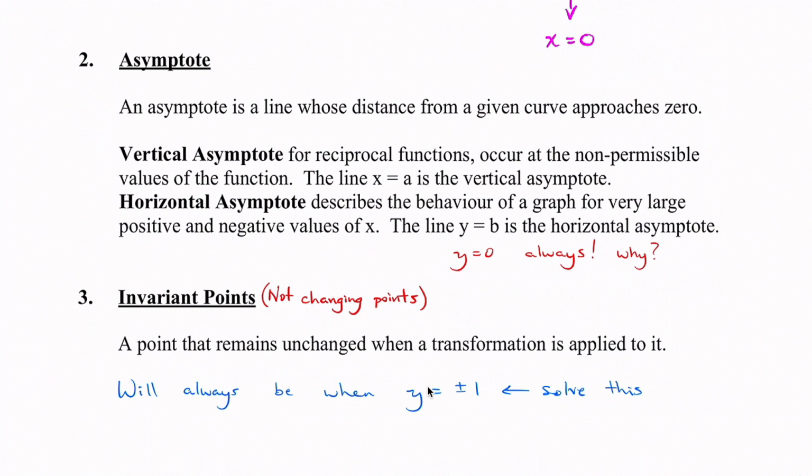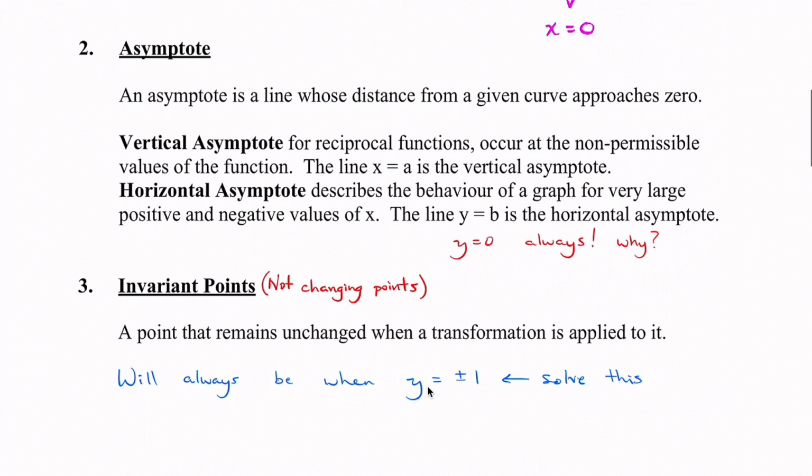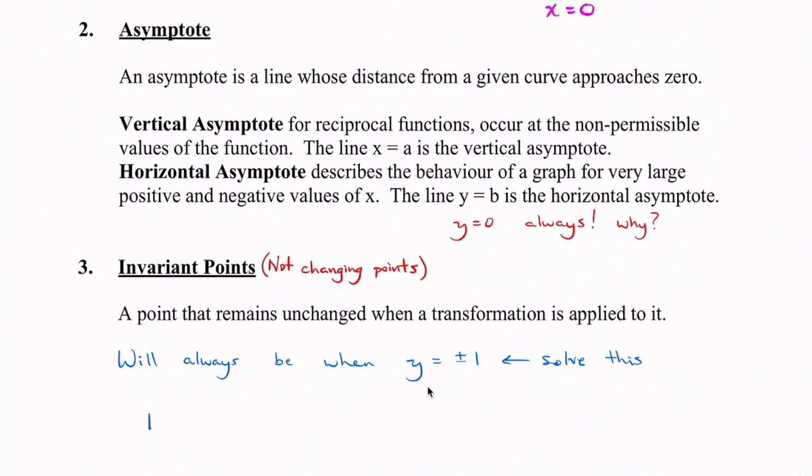And the reason why our invariant points happen at positive and negative 1 is because if you took 1 and then you take the reciprocal of it, so that'd be 1 over 1, you get the same thing, so it didn't change. Or if you had negative 1 and then you take the reciprocal of it, that's 1 over negative 1, you still get negative 1, so it didn't change. So that's why those are our invariant points, because they don't change. Any other number, when you take the reciprocal, it's going to change.